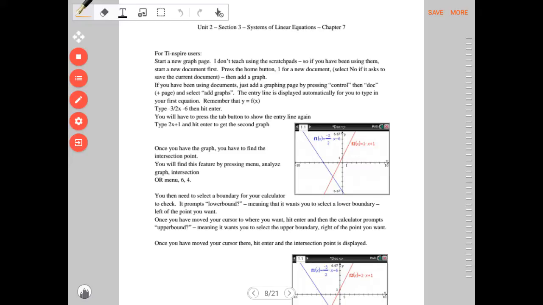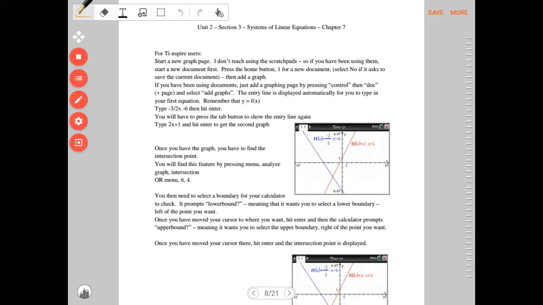Okay, so there's two different parts to this video. I'm going to start with the TI Inspire users. If you have a TI 83 or 84, feel free to fast forward this video to the next page, because that's when I talk about a TI 83 or 84 calculator. But for now, we're going to talk about the Inspires, so away we go.